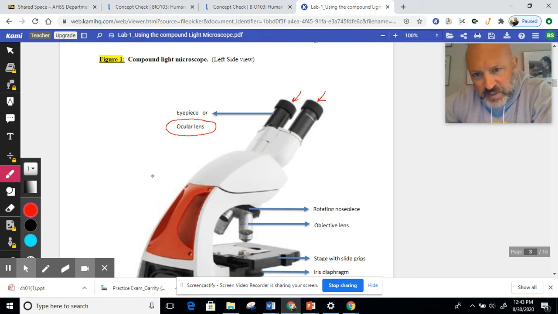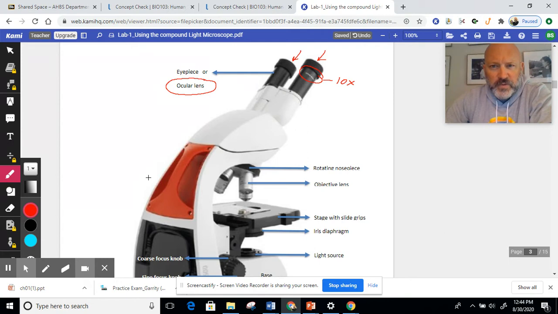Now, this eyepiece, if you were to read these numbers here, you would see on the side that one of the numbers is a 10x. So this eyepiece, just by itself, the ocular lens magnifies the image so it appears 10 times bigger than it really does. And we haven't even gotten into the other lenses yet. So already the image is being magnified here.